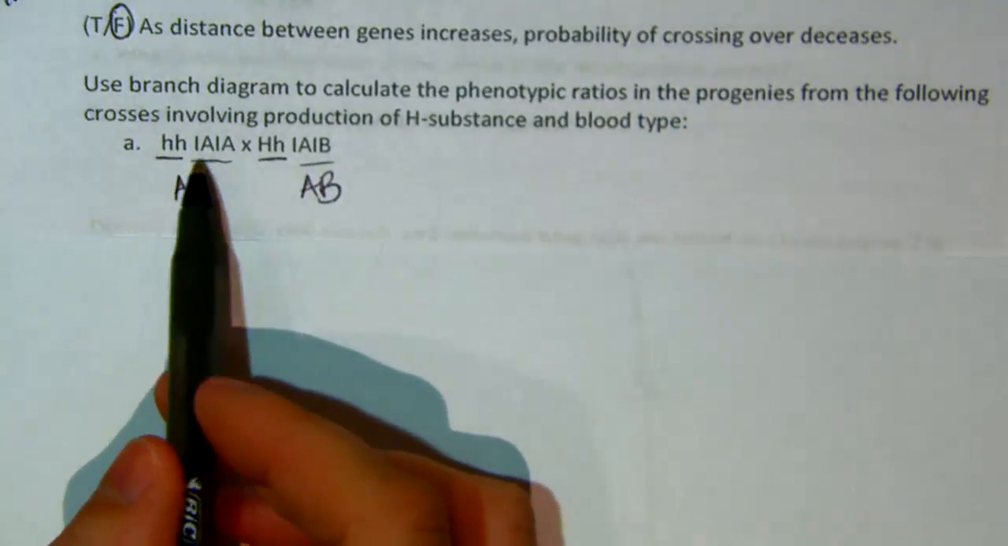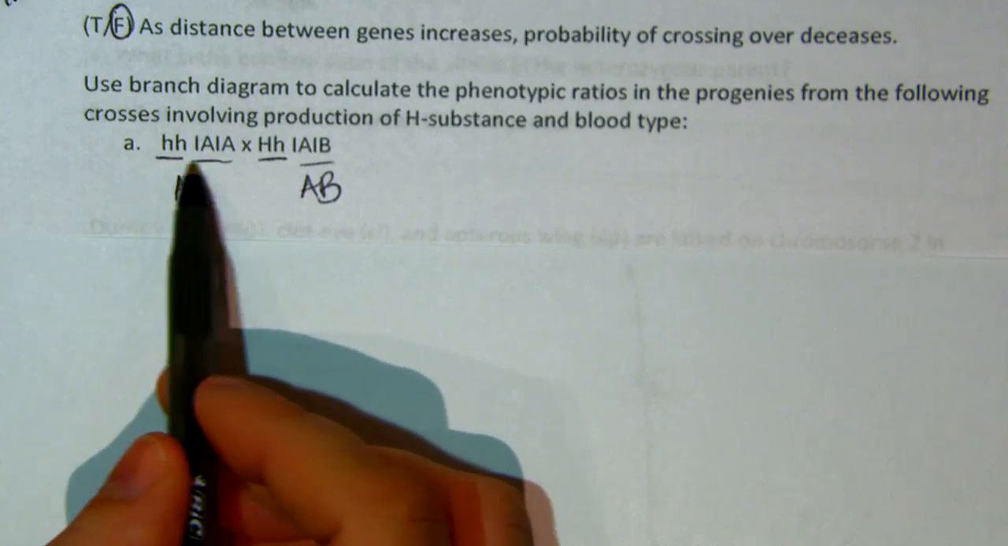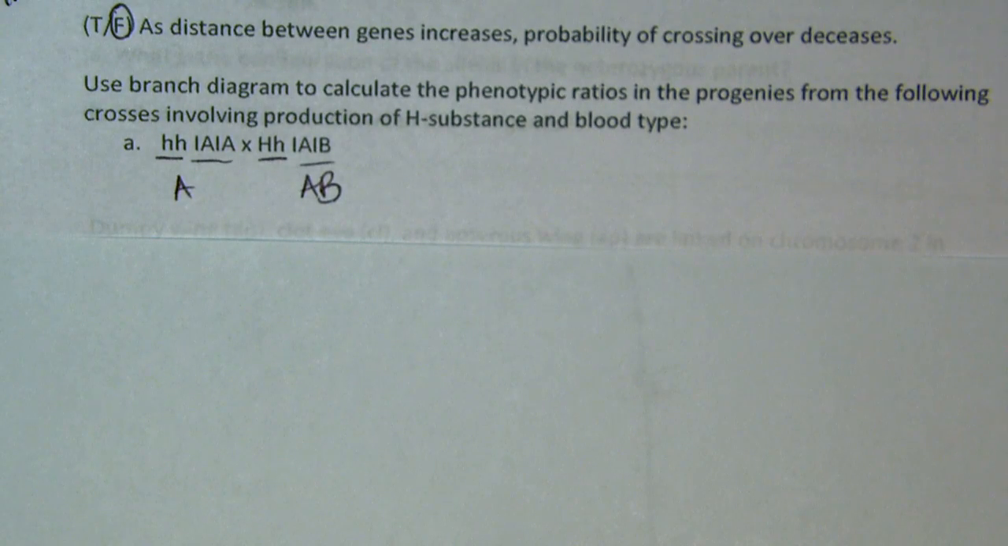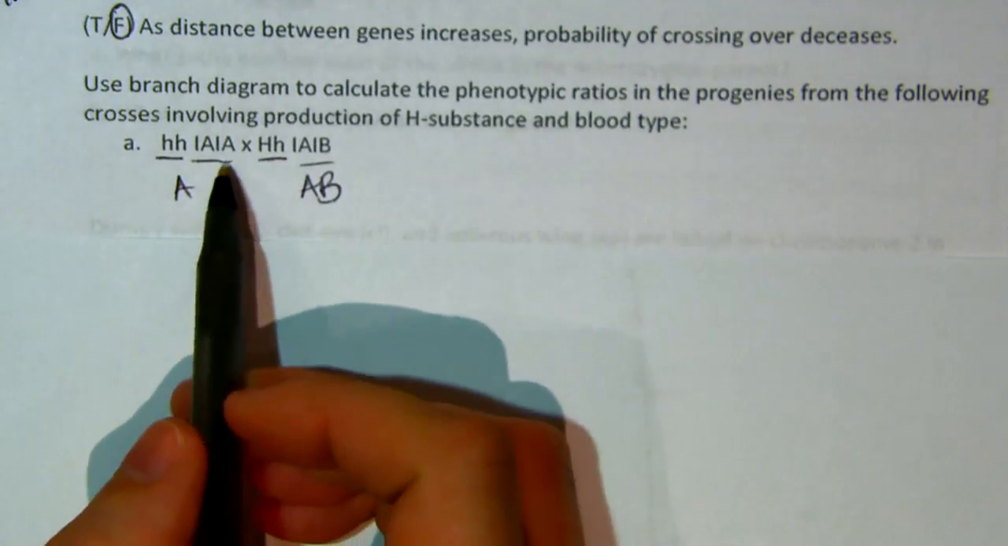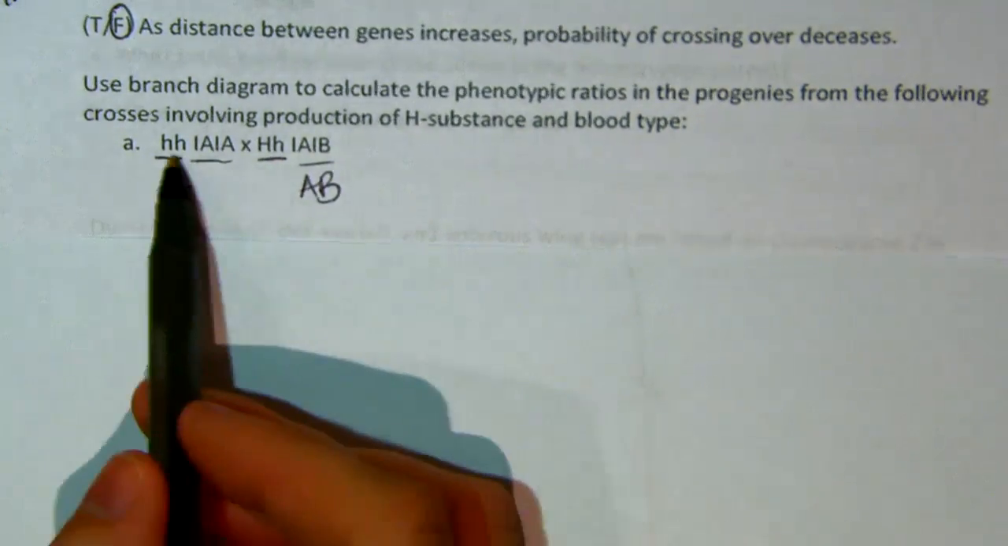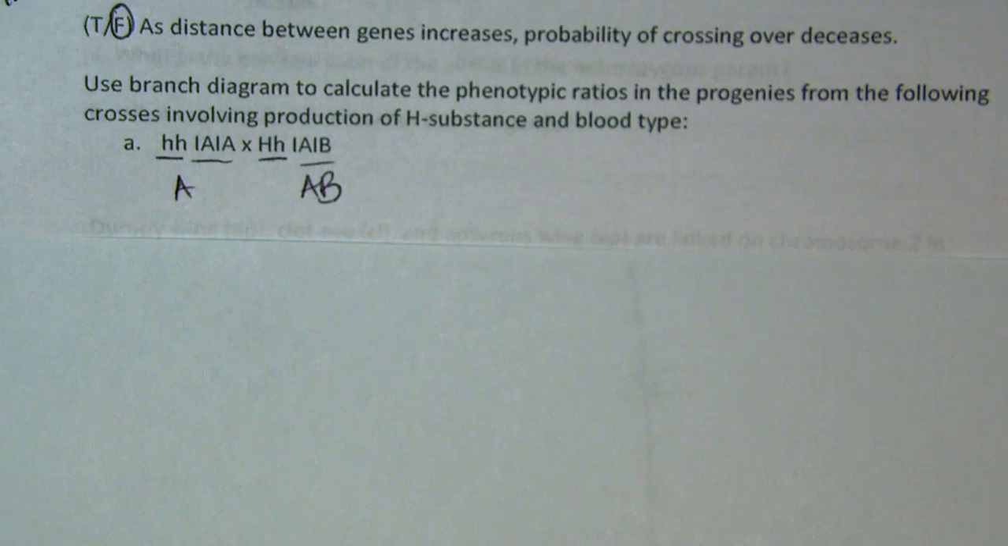Now this individual, what's their phenotype? If they had two little h's. Good, their phenotype is O. So although their genotype does say that they're A, if they have two little h's, which means they don't produce the H factor, and they can't produce those antigens, that means they have type O blood.